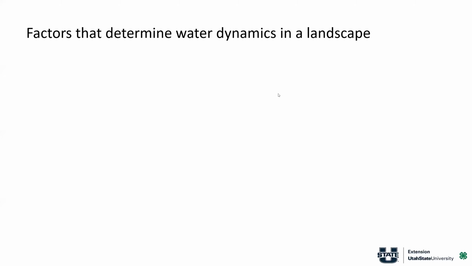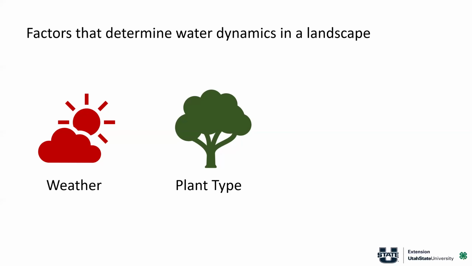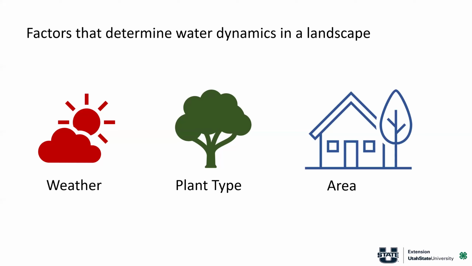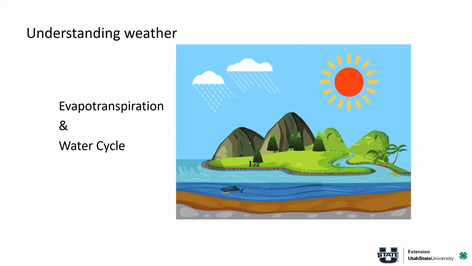The first factor is weather, then plant type, and area of the landscape. Basically, these three. If we can accommodate these factors and do some simple calculation, we'll easily be able to determine the water need of a landscape. So water budget, or water need, would be weather times plant type times area. When we talk about weather in a water budget or water need calculation, it is basically evapotranspiration.